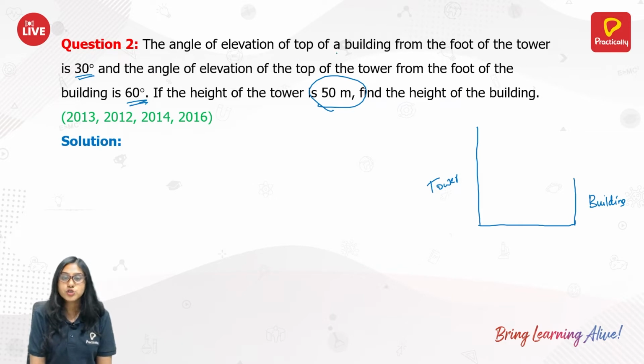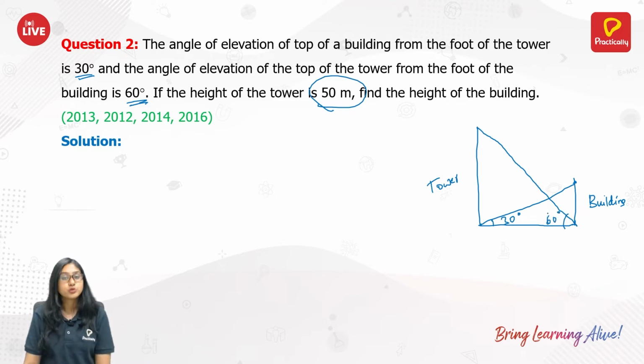The angle of elevation of the top of a building from the foot of the tower is 30 degrees. Alright, so this will be 30 degrees. Next, the angle of elevation of the top of the tower from the foot of the building is 60 degrees. Alright, so this will be 60 degrees. So students, be very careful while drawing the diagrams or figures for the given questions. Always use a ruler or compass if needed. Please do not use freehand to draw the figures. Okay, so let us name them first: A, B, C, D.